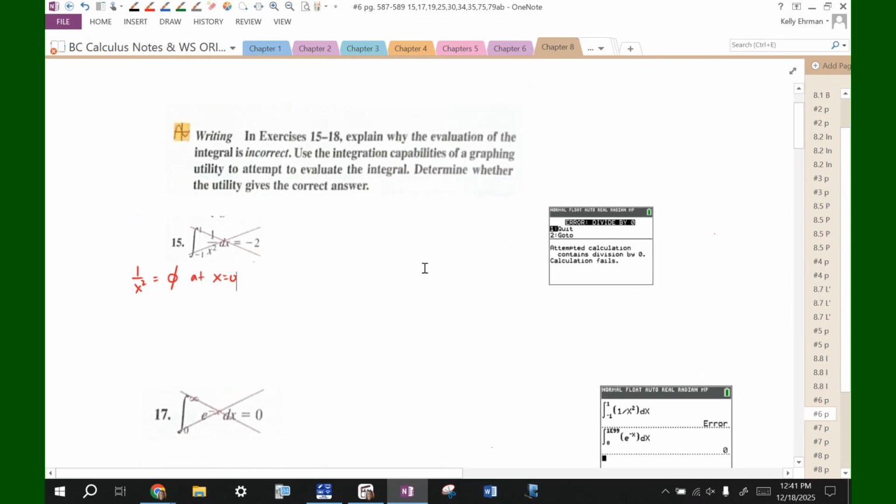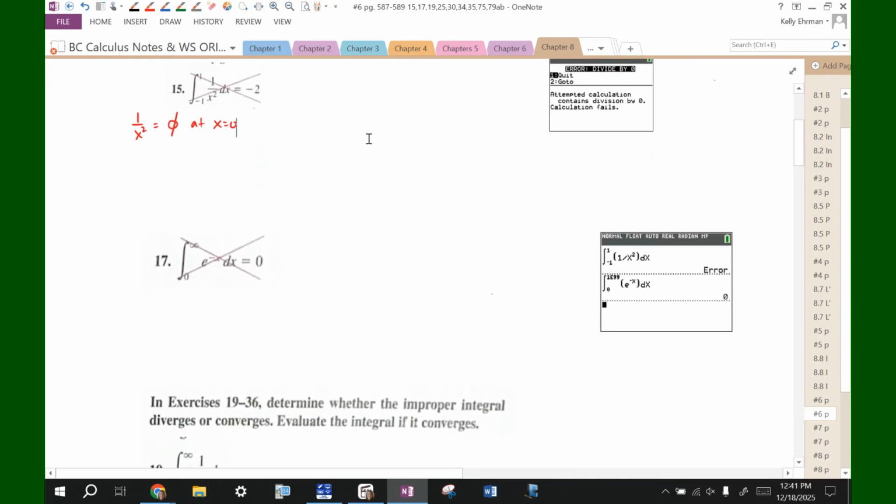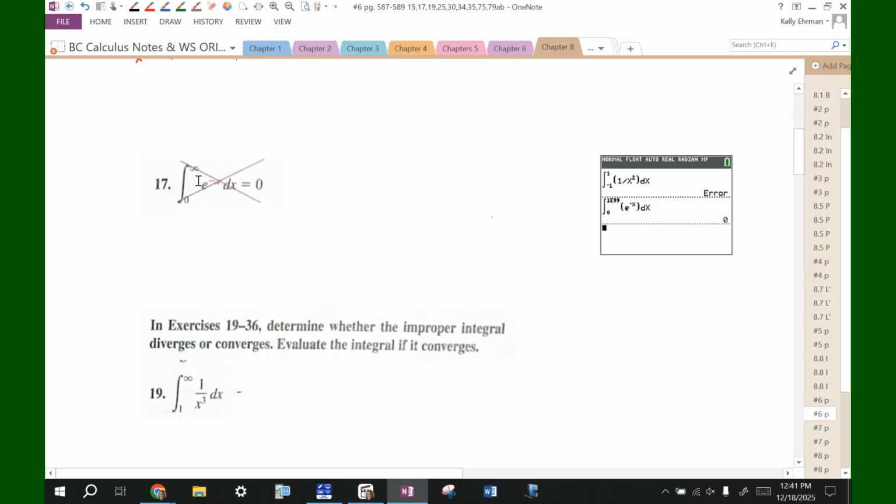All right, let's take a look at, let's see. Oh, do I need to determine? Yeah, I'm not going to evaluate this one. Okay, so then 17. The integral from 0 to infinity of e to the negative x dx.